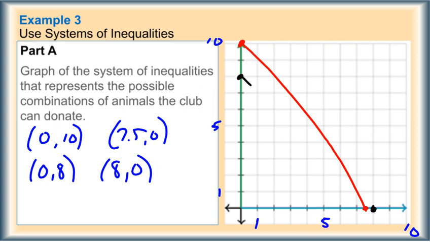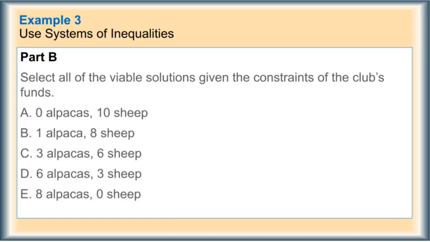This one would cross like this. Now it's got to be below the red, but above the black. So that means the shaded part would be right here. Now we can answer the questions. So select all the viable solutions given the constraints of the club's funds.